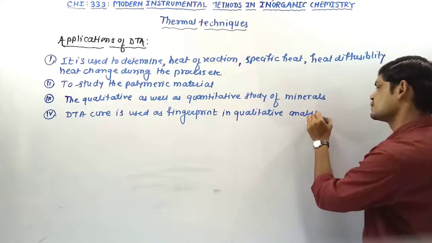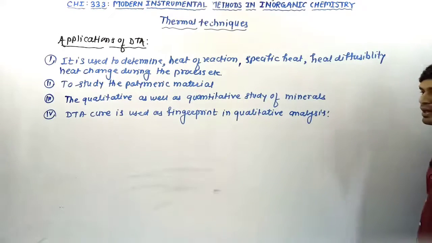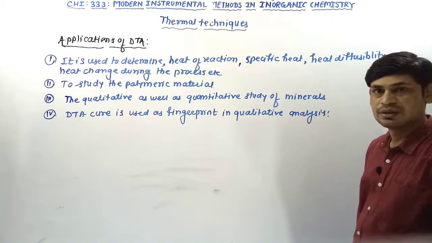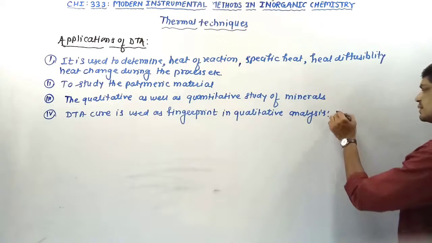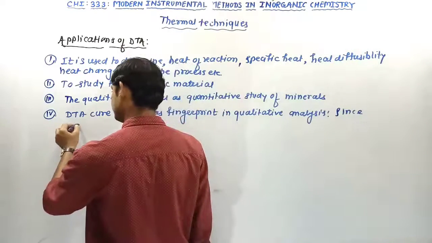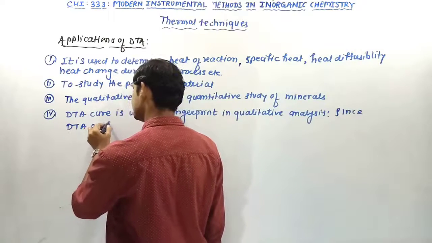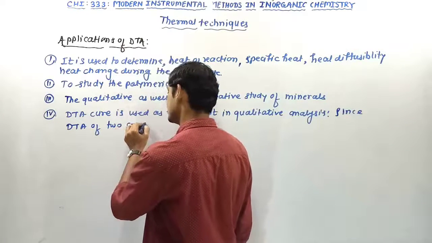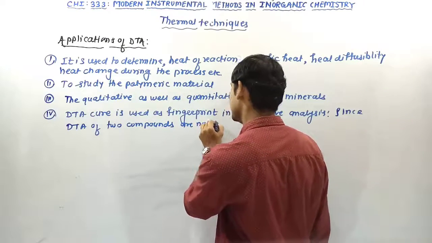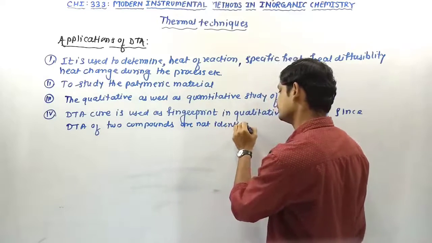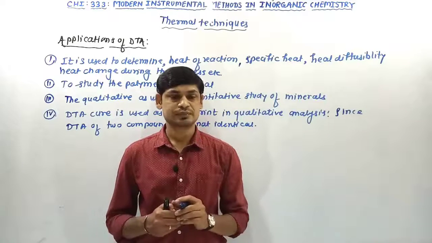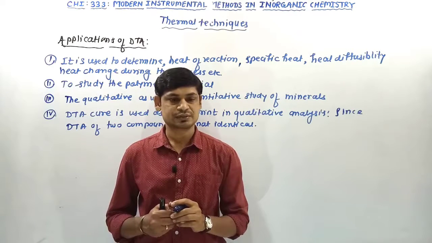Why is it so? Because the DTA of two compounds are not identical, and therefore we can use them as a fingerprint.